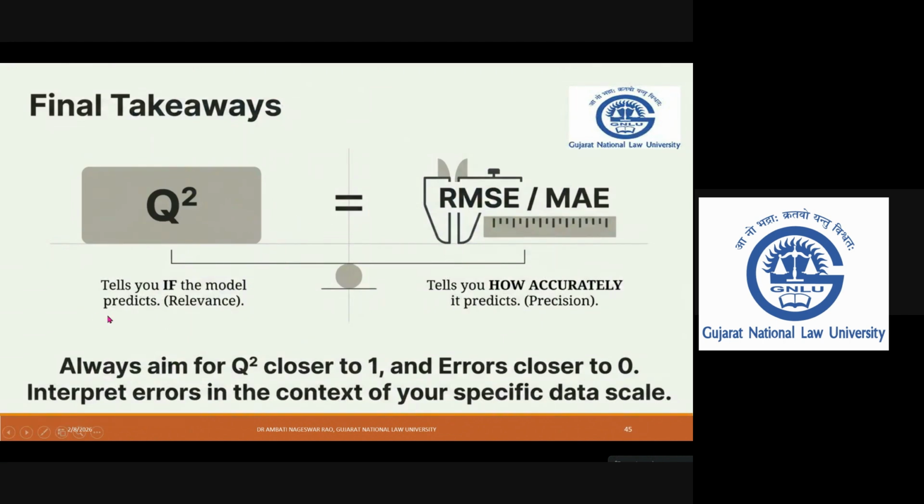So what is the takeaway? Q square tells us whether the model predicts, how relevant it is, whereas RMSE and MAE tell us how accurately it predicts. Okay. So our score should be lower. Whether it is RMSE or MAE, our value should be lower so that we can say that our number of prediction errors is low.